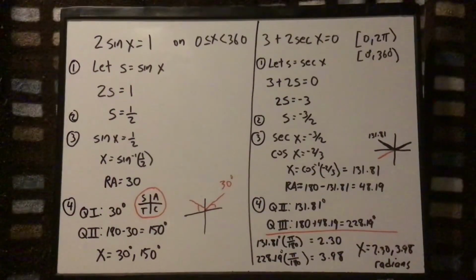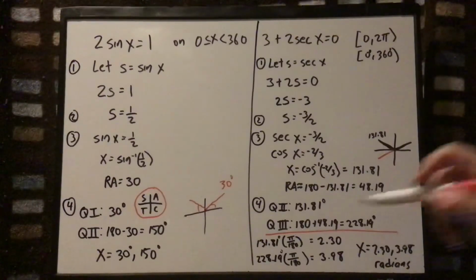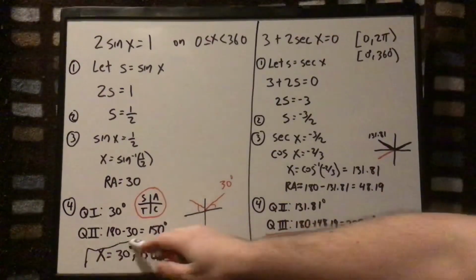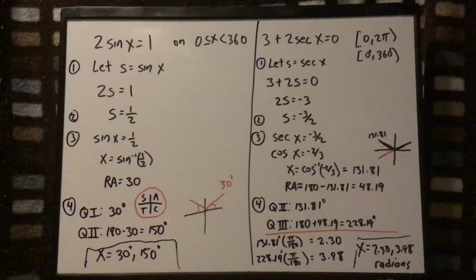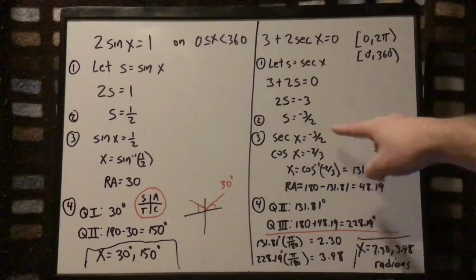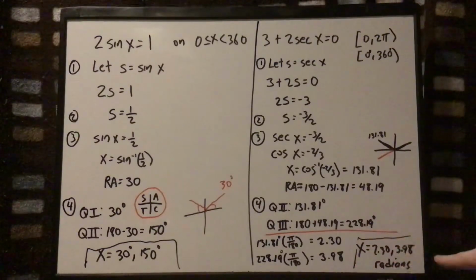So these are my final answers. If I were on a test, I'd box these. That's my answer. And that's my answer. All right. So hopefully problem 2 illustrates, number 1, how to handle a reciprocal trig function. I did secants, so there's that extra step of handling the secant, and then what to do at the end to handle radians.